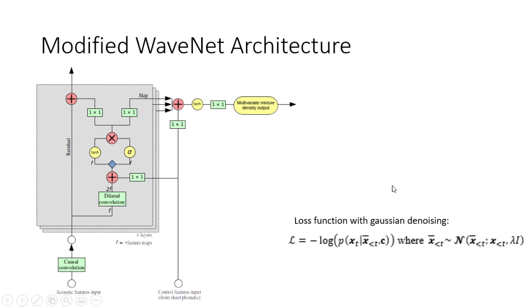For the models, they use the WaveNet architecture. The inputs are acoustic features and control features. The control features come from sheets and phonetic input, and the acoustic features are previous outputs from the model. The output is acoustic features at time T+1, and then this is the loss function.